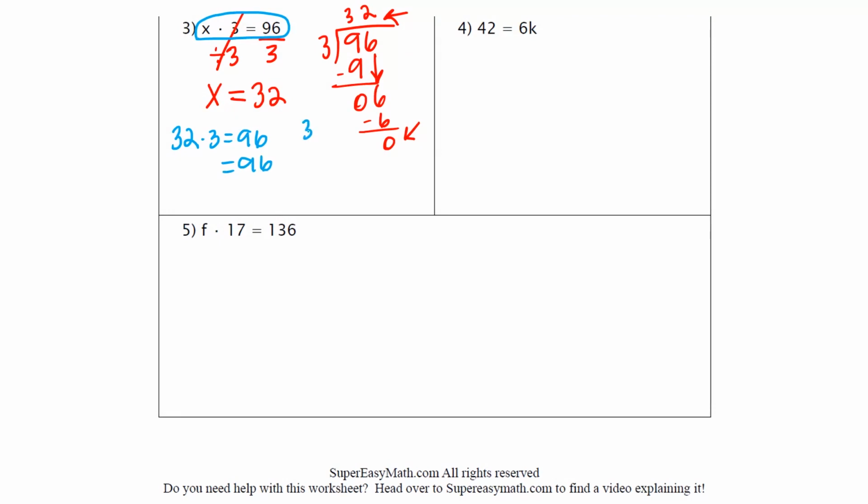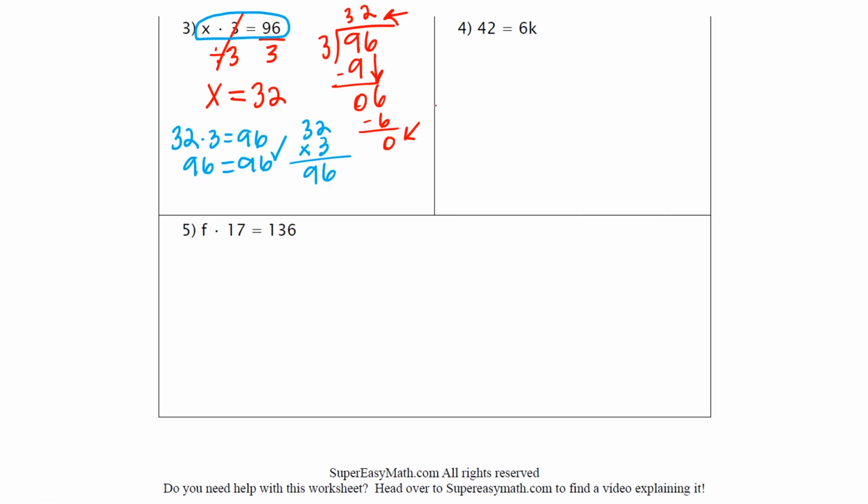Let's do it. 32 times 3. 3 times 2 is 6. 3 times 3 is 9. How about that? 96 equals 96. That means my answer is correct. That means I'm on the right track. I'm doing it. Okay, I'm doing a great job.